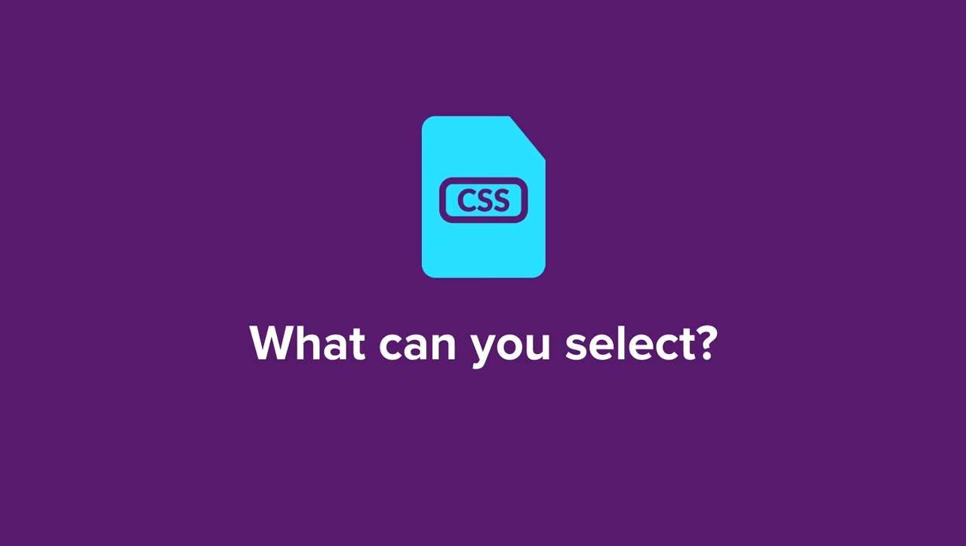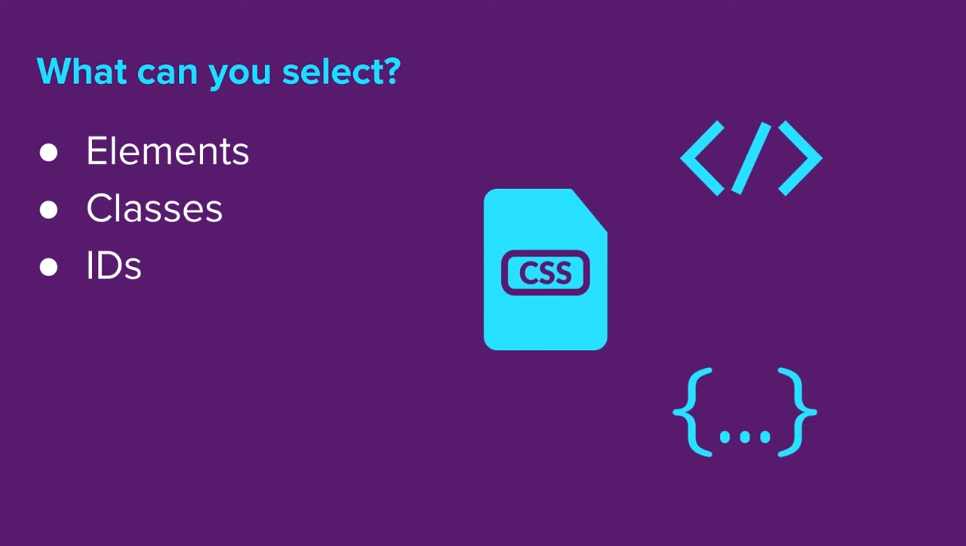Before we dig into how the CSS establishes its rules and hierarchy, we're first going to go over what you can select in CSS. So what can you select? In CSS, we can select elements, classes, and IDs. And these are things that we can establish a set of values and properties for when we code in CSS. Let's go over these individually.